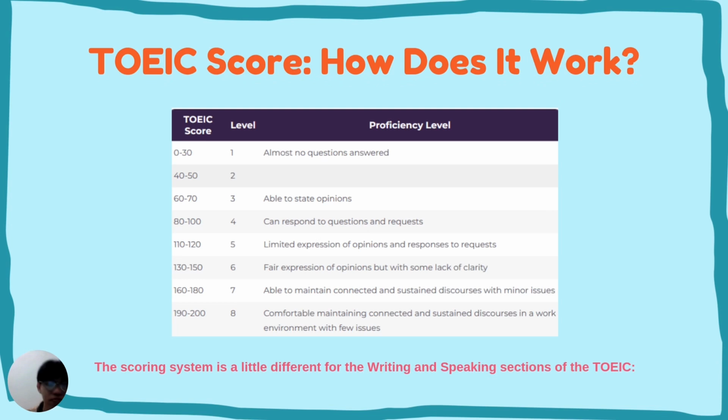Okay, the scoring system is a little bit different for the writing and speaking sections of the TOEIC. This is based on level 1, level 2, level 3, level 4, level 5, level 6, level 7, and level 8, depending on how many points you are able to gather on the test. Okay, next slide.